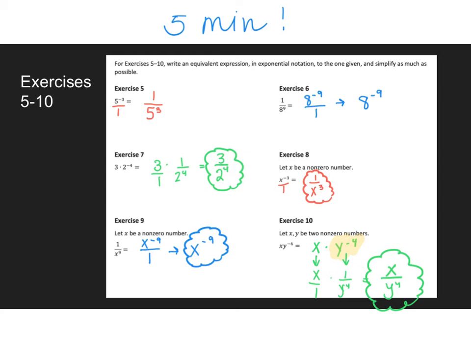Go ahead and check these, and please let me know if you have any questions about what I've done here. Hopefully it's not too difficult for you. We're just changing the way that things look based on their negative or non-negative exponent and simplifying them. Let's go ahead and move on to the next set of exercises.